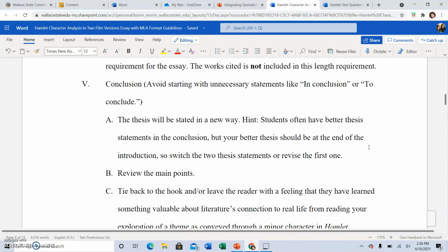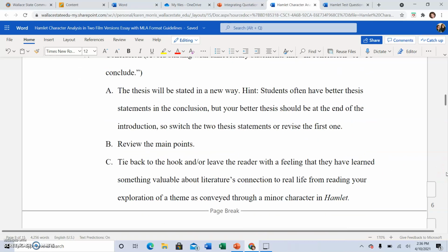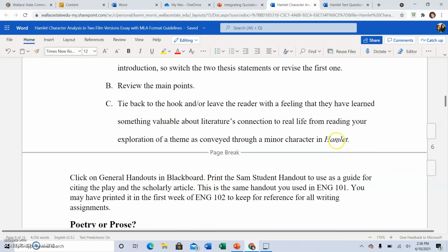So you're just going to start with your thesis stated in a new way. You're going to review the main points as needed, the high points, and then tie back to the hook or leave the reader with a feeling that they have learned something valuable about literature's connection to real life from your exploration of the theme as conveyed through a minor character in Hamlet. Here I have Hamlet italicized. Make sure you italicize Hamlet when you're talking about the play, and use no italics when you're talking about the character.